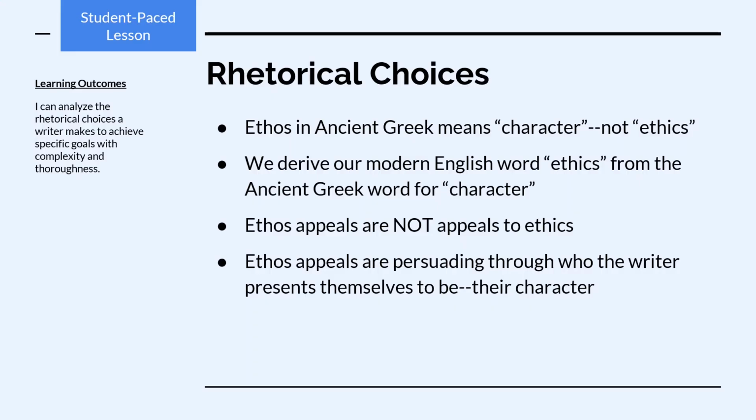Ethos is one of the most misunderstood concepts in rhetoric, and it's because a lot of teachers teach it incorrectly. Ethos in ancient Greek means character, not ethics. We derive our modern English word ethics from the ancient Greek word for character. Ethos appeals are not appeals to ethics. Ethos appeals are persuading through who the writer presents themselves to be. In other words, their character or the character that they adopt.